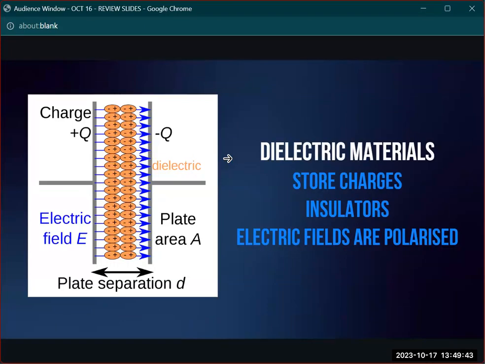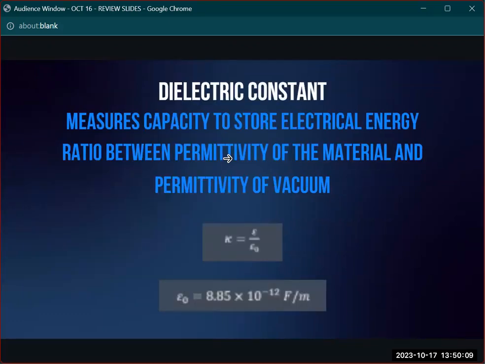So, yung mga dielectric materials, for example, itong parallel plate, they're insulators, so they don't allow electric charge, but they do allow electric fields to flow, and they cause electric fields to become polarized. They store charges on their plates. Ang equation nito is related lang sa capacitance kasi it involves storage of charges. We have the dielectric constant. Ito yung ratio ng permittivity ng isang dielectric material sa permittivity na vacuum, which is ito.